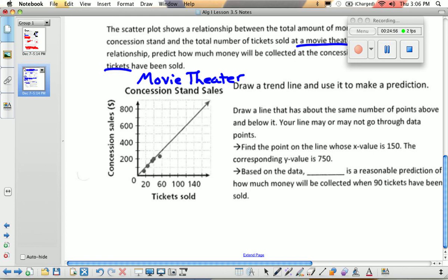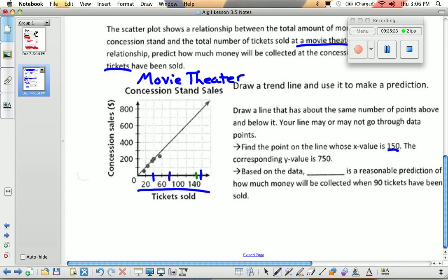So then it says find a point on the line whose x value is 150, because that's how many tickets were sold. So what's the scale being used here on the x-axis? Every grid line is 20 tickets sold. This is 40, right? This is 80. Okay. So we need to go to 150. So would that be this one? No. It's going to be in between, right in between 140 and that one.